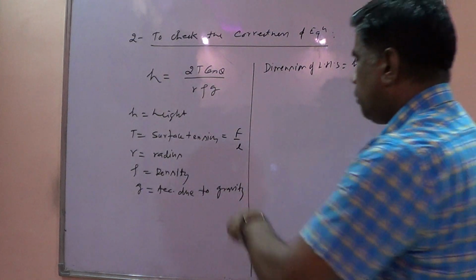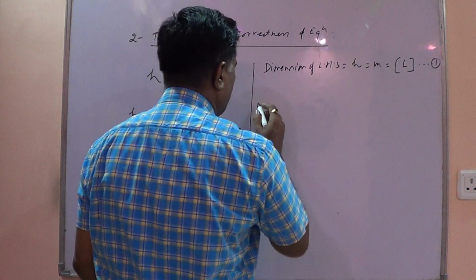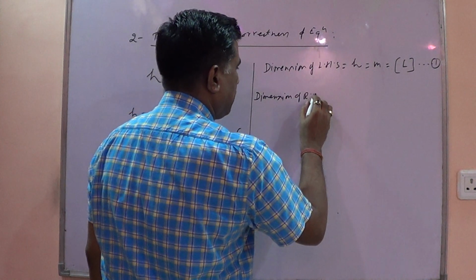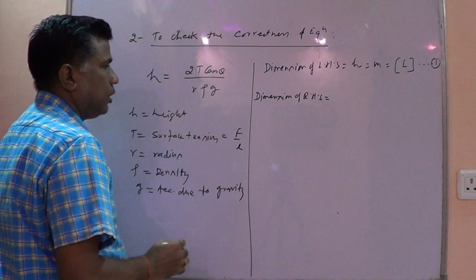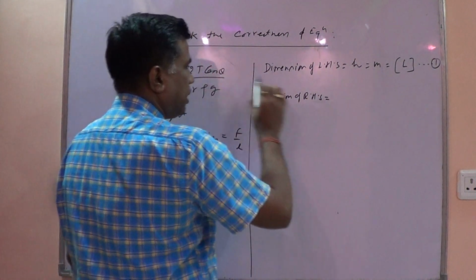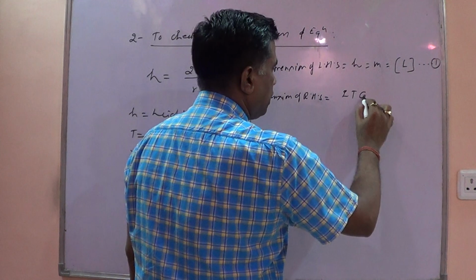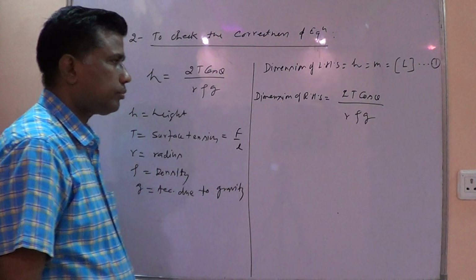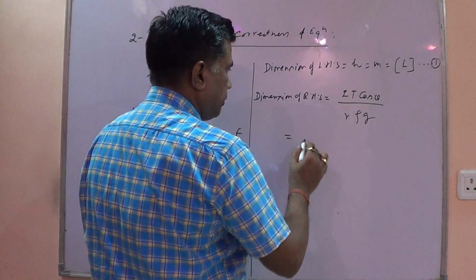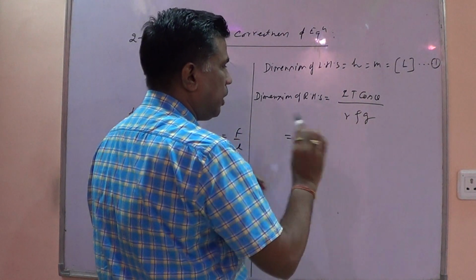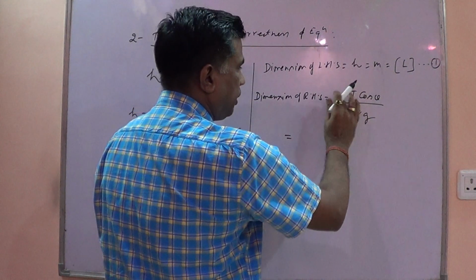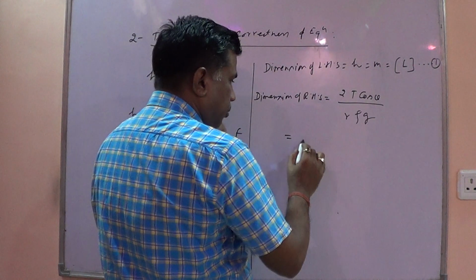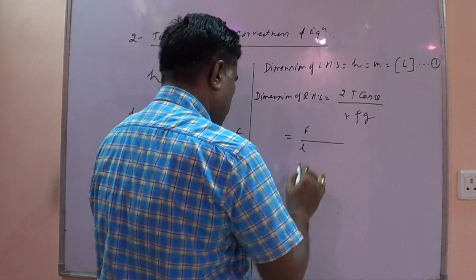Now I am going to write the dimension of this right hand side. So students, dimension of this right hand side. First I will write this RHS, which is what? 2T cos theta by r rho g. Students, this 2 has no dimension. It is a number. It doesn't have any dimension. The formula for surface tension I told you, F by L.